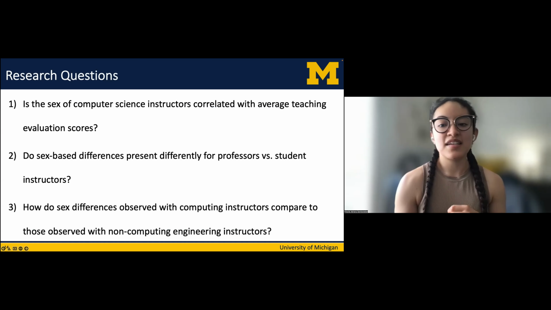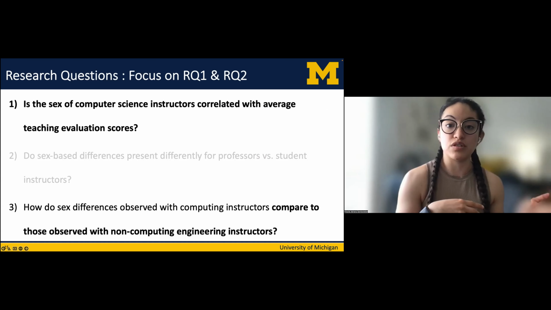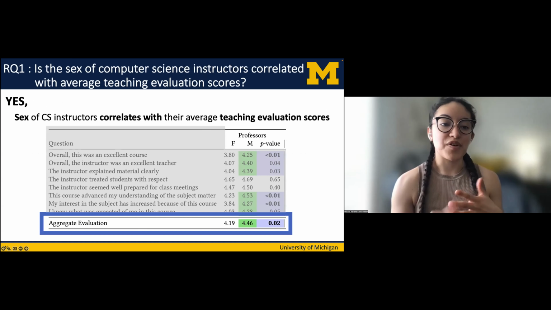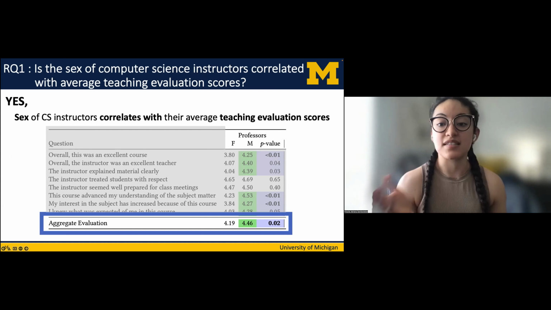Now, with that in mind, we introduced 3 research questions to help us evaluate our findings. So we'll first look into 1 and 3, excuse me. Was the sex of computer science instructors correlated with the average teaching evaluation scores, and then how do they compare to those observed with non-computing engineering instructors? And of course, in fact, we found the sex of computer science professors correlates with their average teaching evaluation scores, meaning sex bias does exist.